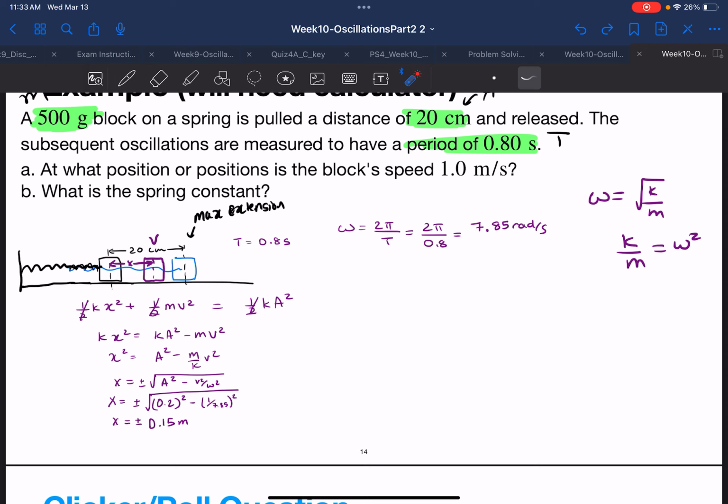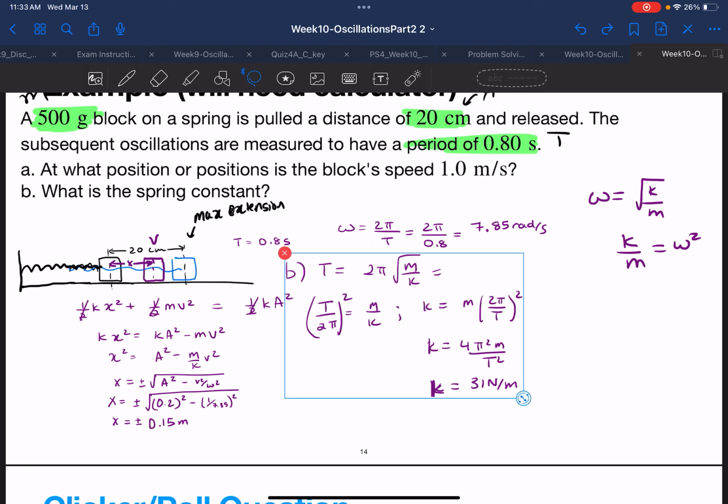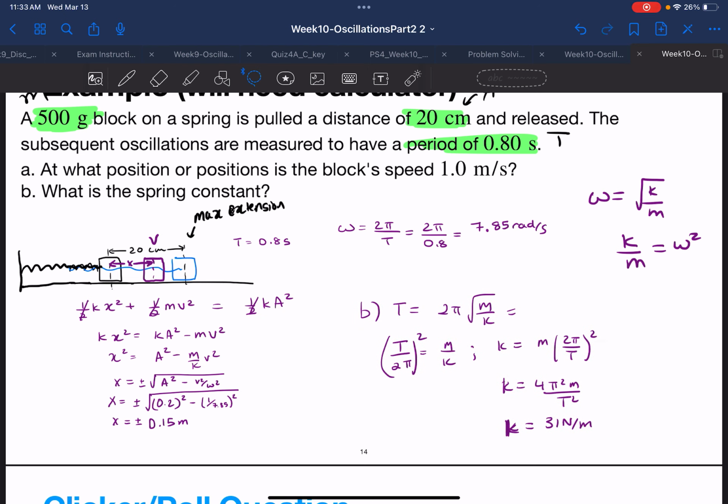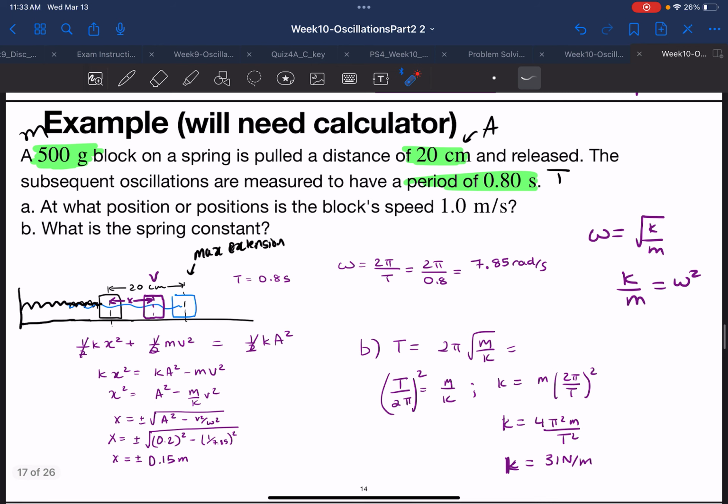Okay, then part B says, what is the spring constant? Well, now you can just go ahead and use your equation T equals 2 pi times root m over k, or you can make use of the omega that you calculated to solve for k. And you should check your answer and get that it is 31 newtons per meter.